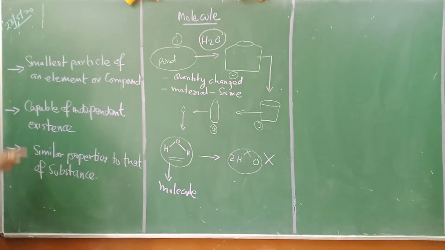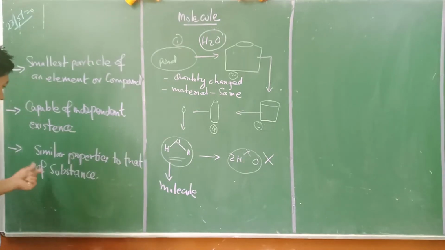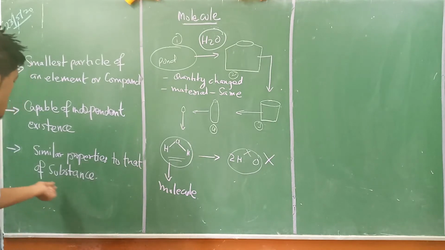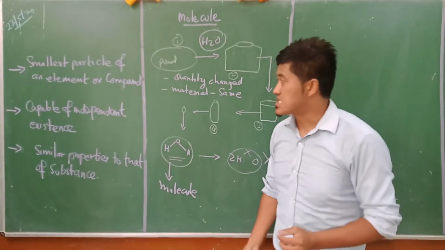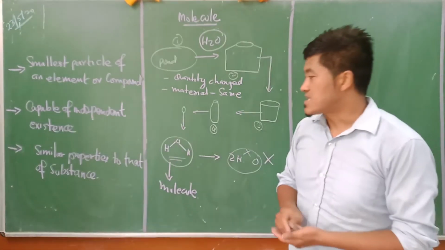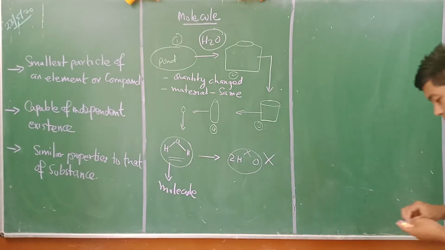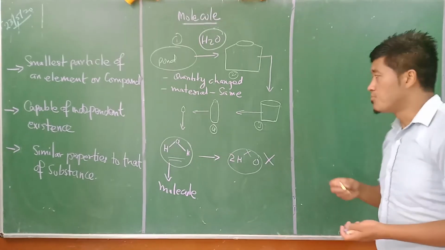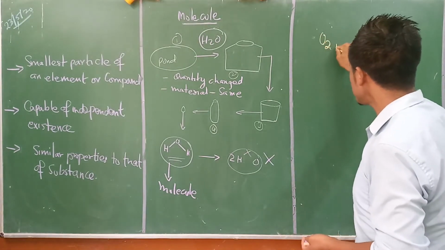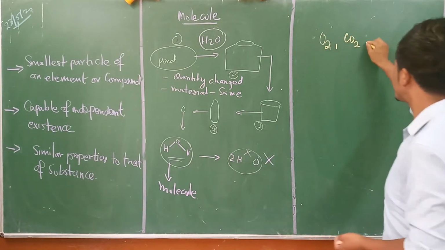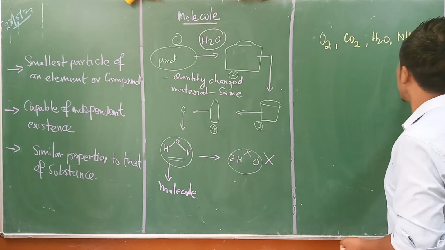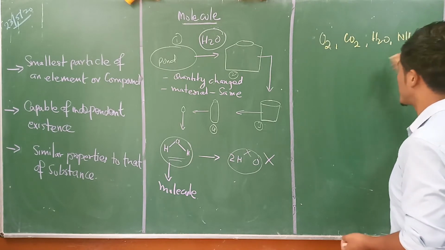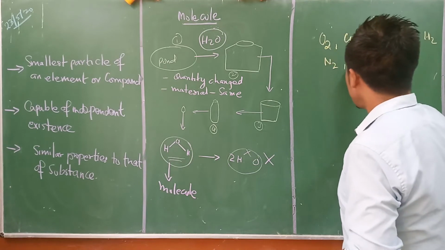So generally, a molecule is the smallest particle of an element or a compound, and it is capable of independent existence, and thirdly, it should have similar properties to the substance. Any substance which satisfies these 3 important points, we call molecules. So in our life we talk about many molecules here. For example, O2, CO2, H2O, then NH3, then there is H2, then there is Cl2.